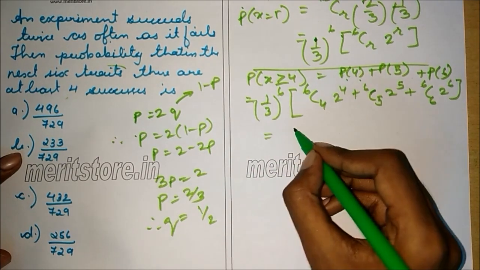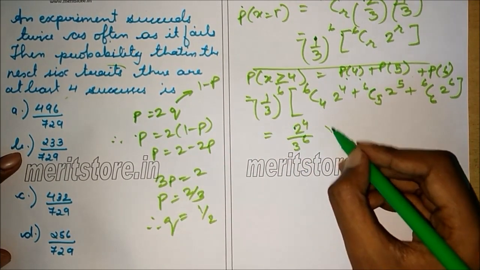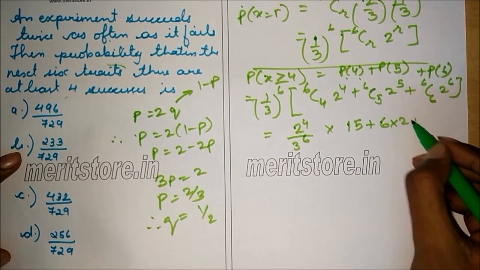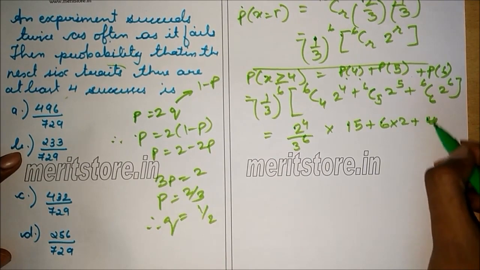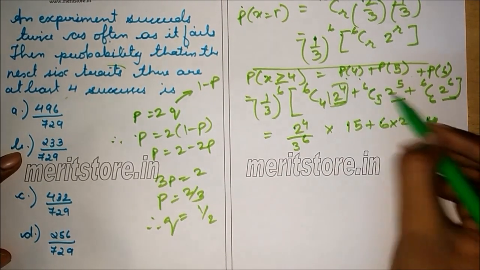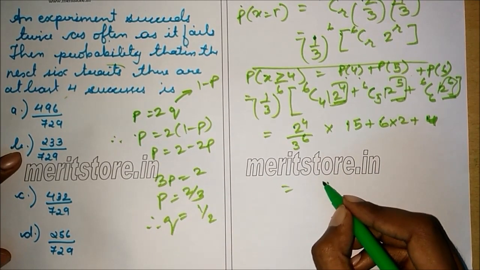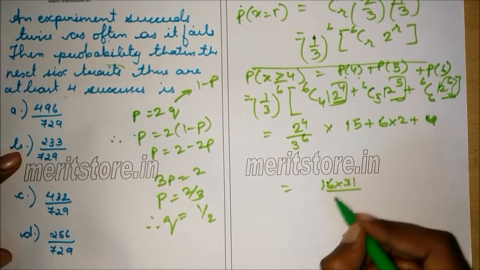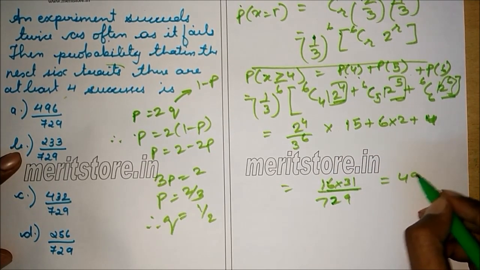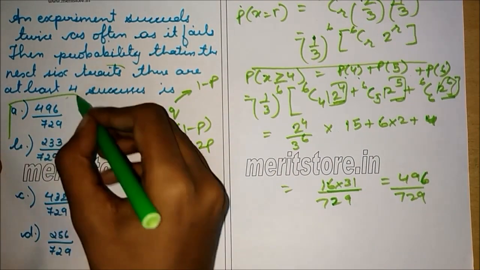So simplifying this, we'll be getting 2^4 by 3^6 into 15 plus 6 into 2 plus 4. We took 2^4 common from these terms. Further simplifying this, we'll be getting 16 into 31 by 729. This is equal to 496 by 729, which is option A.